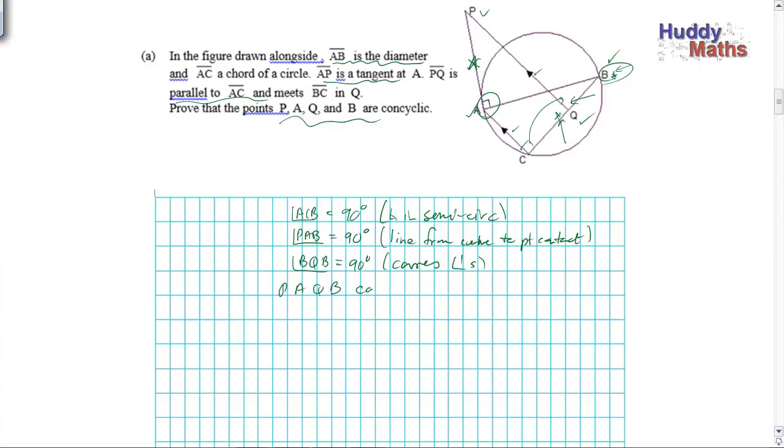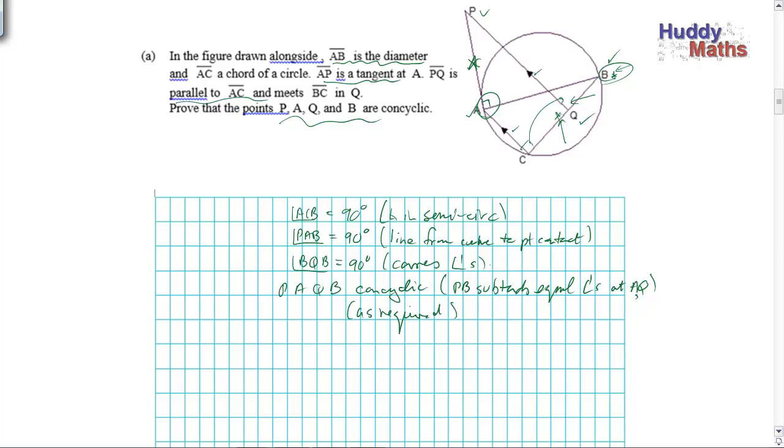PAQB are concyclic because PB subtends equal angles at A and Q. So that would do it. That's as required.